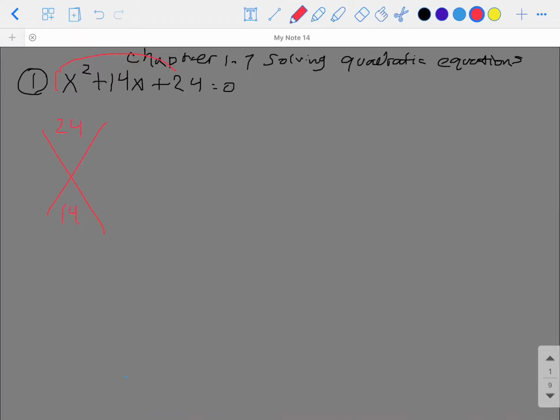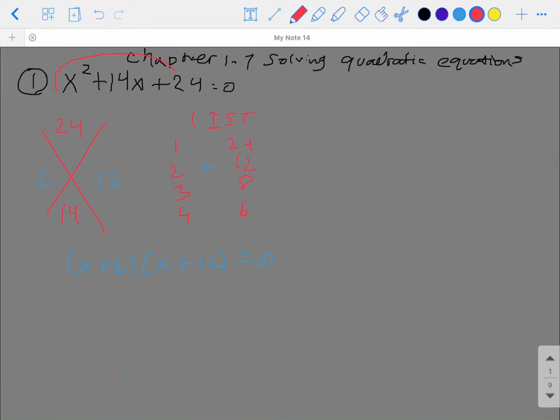Get into the habit of writing out the list, as this will be your best friend with working out the question. The list of 24, so I'm going to write out the factors. So 24 is 1 times 24, 2 times 12, 3 times 8, and 4 times 6. I can see that 2 times 12, 24, is also the same thing as 2 plus 12 is equal to 14. So I'm going to put in 2 and 12, and the two binomials become x plus 2 and x plus 12.